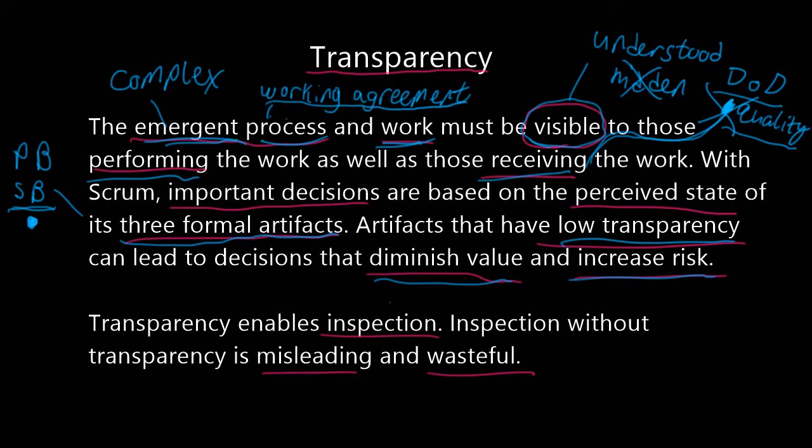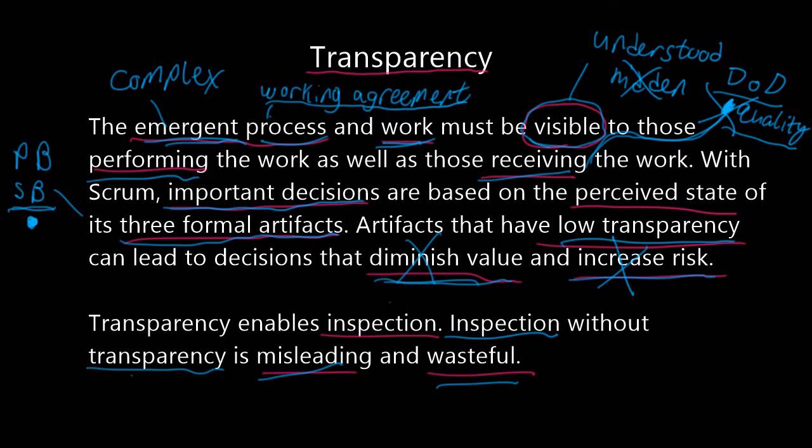So that is the importance of transparency, because we are making important decisions based on what our increment looks like, what our sprint backlog looks like, what our product backlog looks like, so that we can make decisions that maximize our value instead of diminish, and decrease our risk instead of increase it. And that happens because we are inspecting things. Transparency enables inspection, and without transparency, inspection is misleading and wasteful. And so we don't want to be misled, and we don't want to be wasteful, so we ensure transparency.